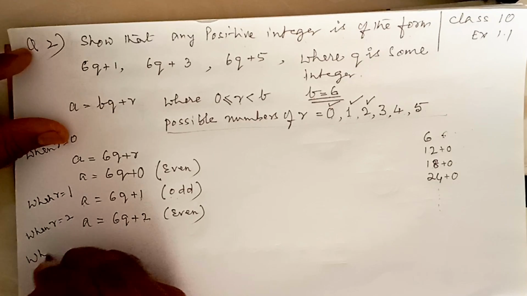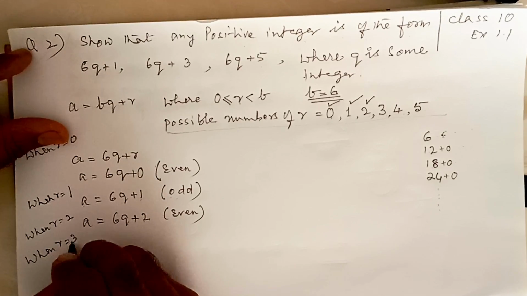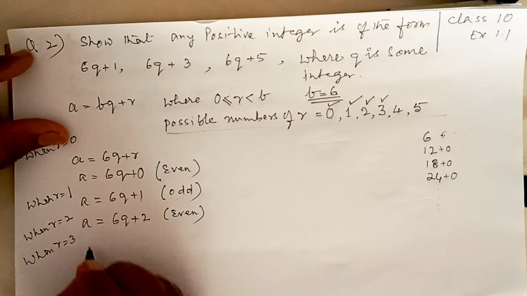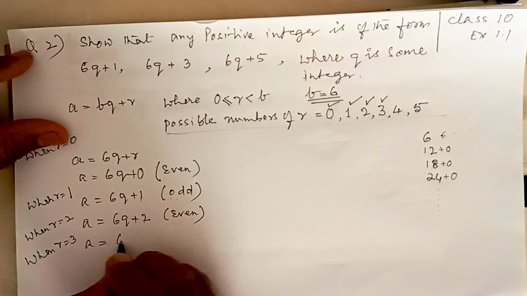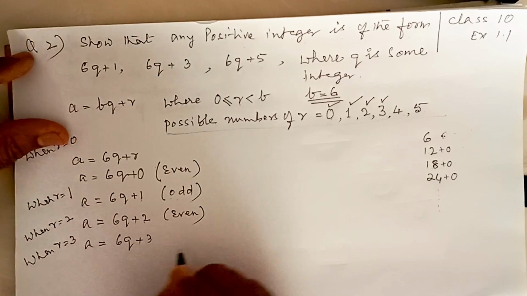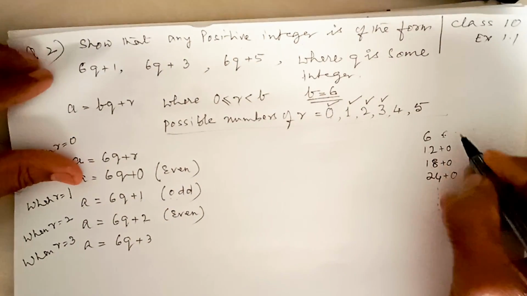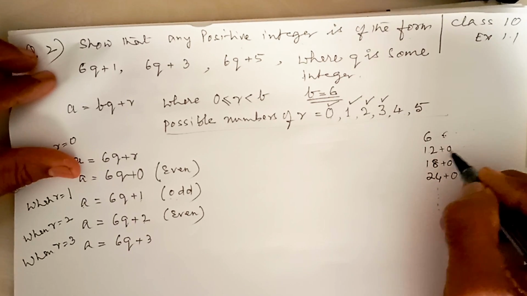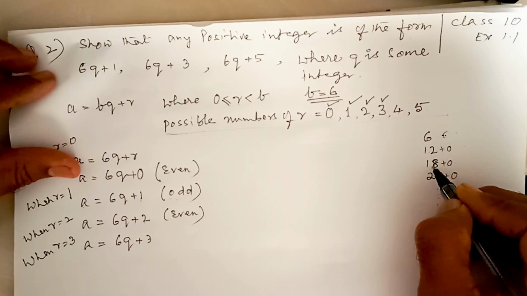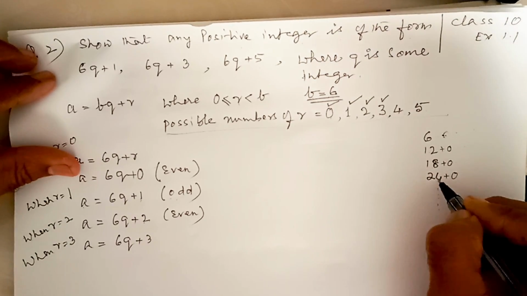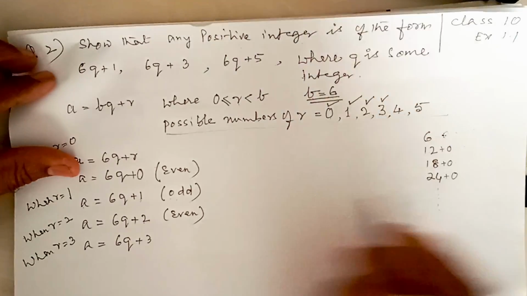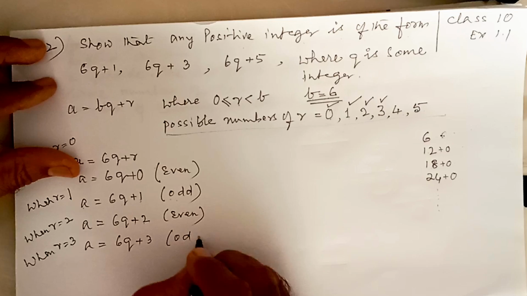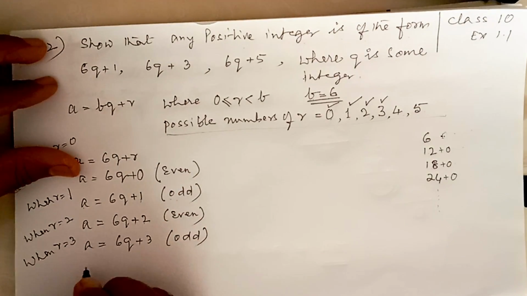Let us take when r is equal to 3. This is the case: a is equal to 6q plus 3. It is very clear. By adding 3, you get 9, which is an odd number. Adding 3 to 12, 15, you get an odd number. 18 plus 3, 21 is an odd number. 24 plus 3, 27 is an odd number. So it's very obvious that you get odd numbers here.